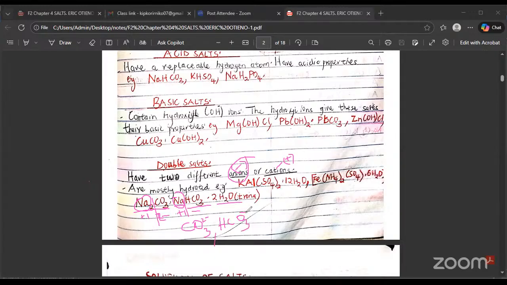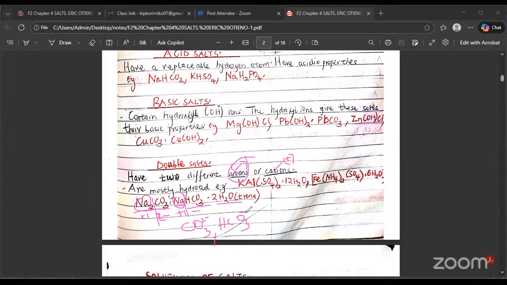Negative 1. We'll be doing all of those maybe later on. We can do those later on. But this one has both, so that makes it a double salt. Have you understood that one? Now, when I come to another one, I think we'll get it in Form 3 again.